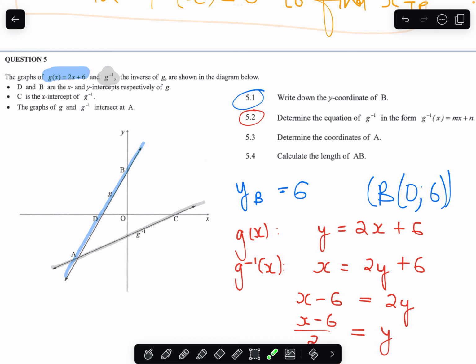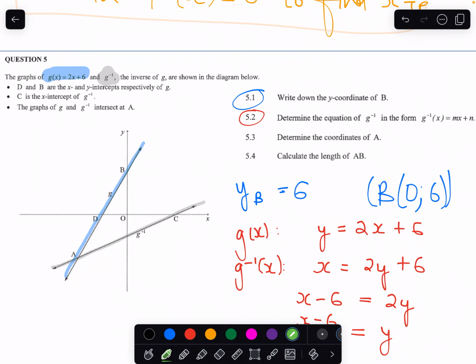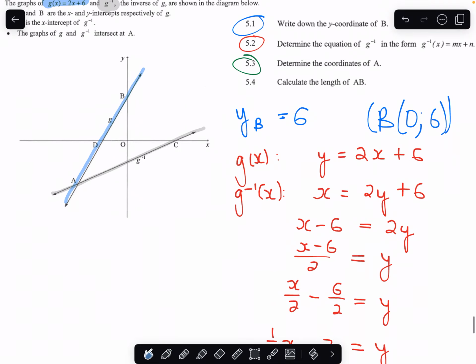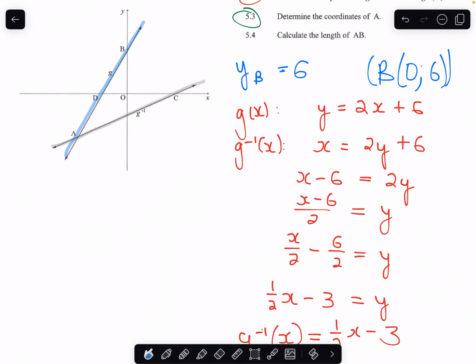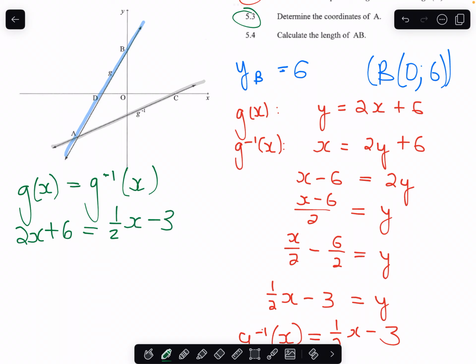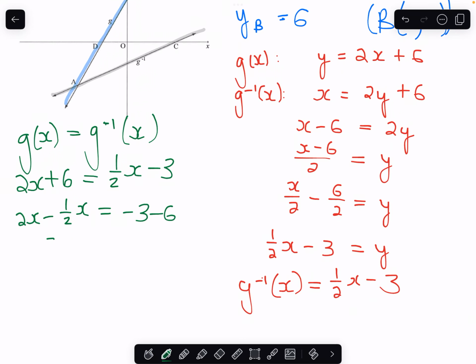Cool, next question. Determine the coordinates of A. This is where the two lines intersect. So we're just going to equate g of x with the inverse of g, right? That will give us the x value that gives us the same y value in both functions. So that is 2x plus 6 is equal to a half x minus 3. Get my x's to one side, get my constants on the other. So that ends up being 3 over 2 x is equal to negative 9.